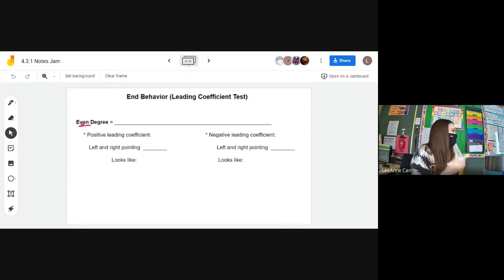So let's say we pick out our degree and it is even, meaning our degree is 2, 4, 6, 8, any of those even numbers. That tells me that both ends will point the same way. It doesn't tell me which way they will be pointing, but I know that they're either going to both be going up or both be going down. Give everybody a moment. If you're writing this down on a separate sheet of paper, you want to get this for sure.